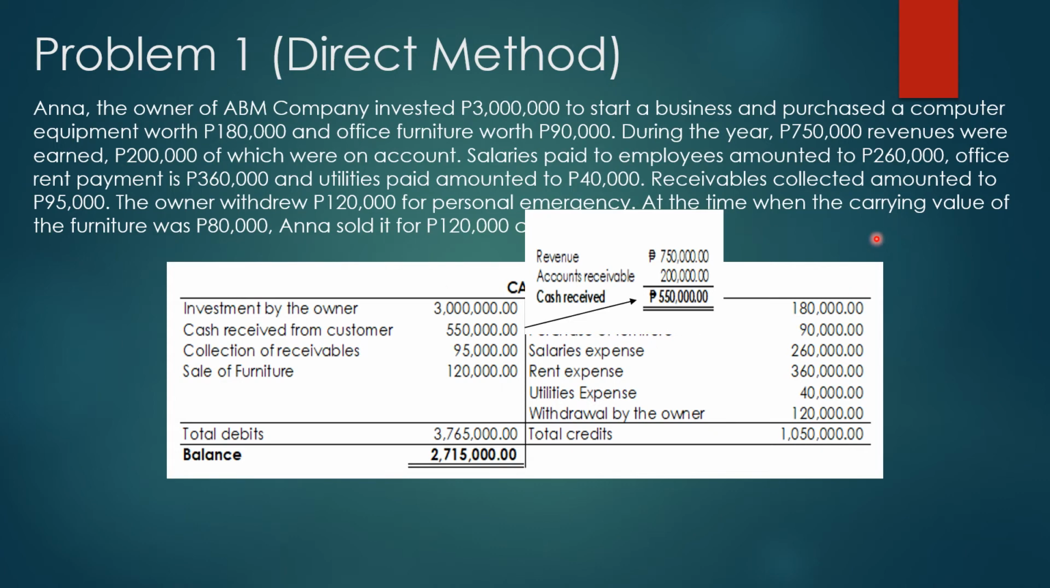Pero, sa problem naman natin, it appears na parang wala namang cash beginning. So, meaning, etong 2,715,000 na to, this is also our answer din sa number 4. Dahil wala tayong cash beginning. Right, so let's move forward.